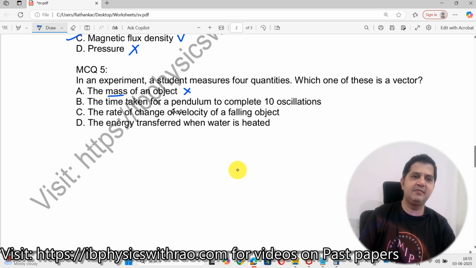The time taken for a pendulum to complete an oscillation. Time taken is also a scalar. What do I need? I need only a vector. Rate of change of velocity of a falling object. There is a velocity, is a rate.